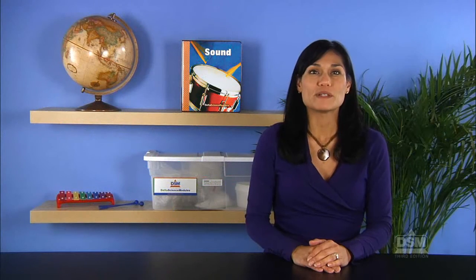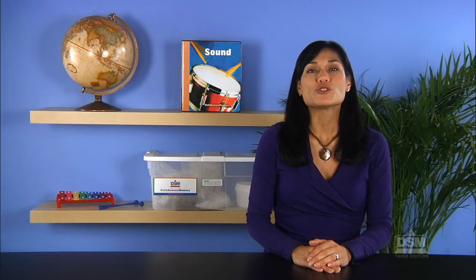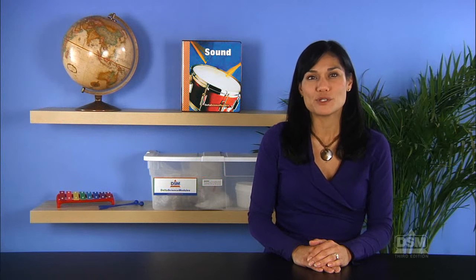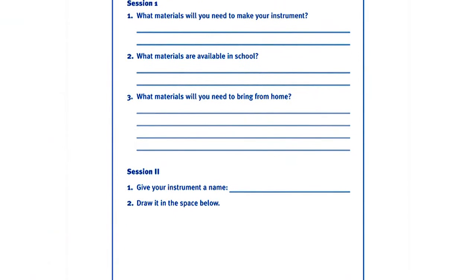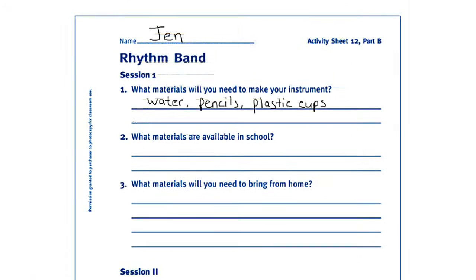To make their instruments, tell the students that they may choose to work alone or in teams of 2. Give each student a copy of Activity Sheet 12, Part B. Instruct the students to answer the questions on the activity sheet, listing all of the materials they will need, which of these materials are available at school, and which they will have to bring from home.